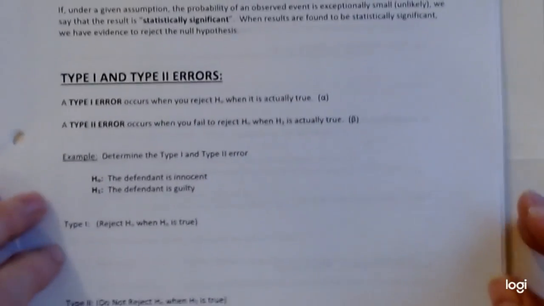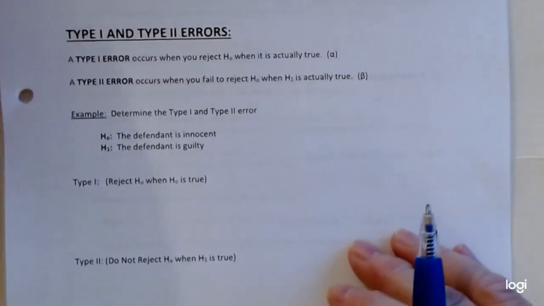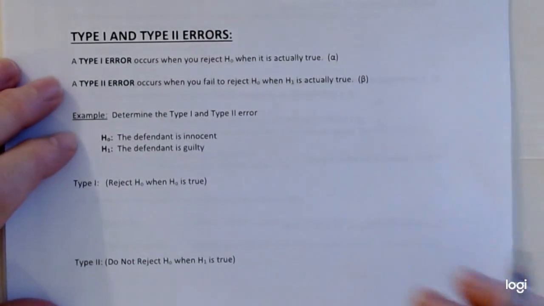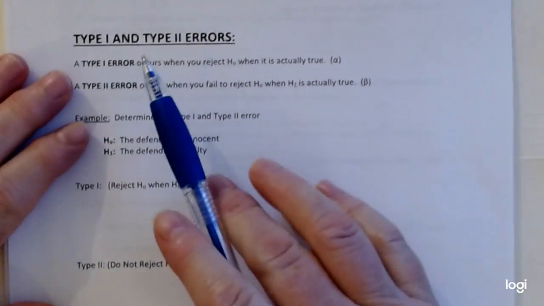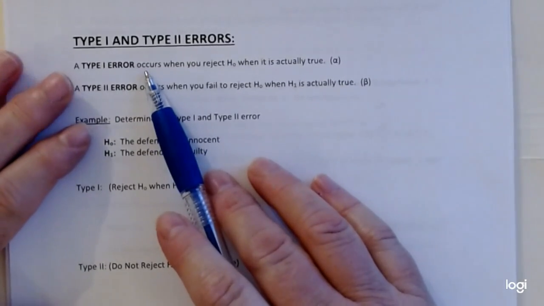All right, this is still 10.1. This is part 2. We're going to pick up with type 1 and type 2 errors. And remember that there are 4 different things that can happen when you perform this test.